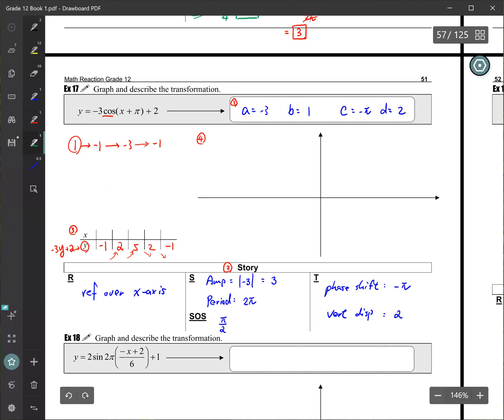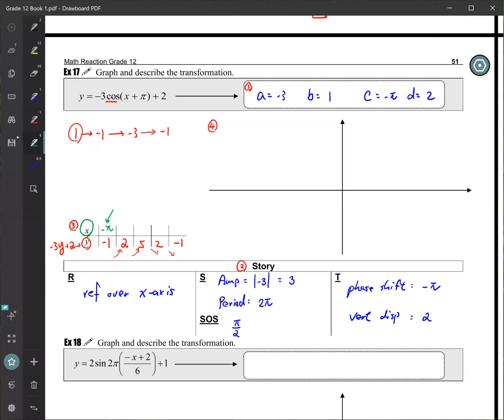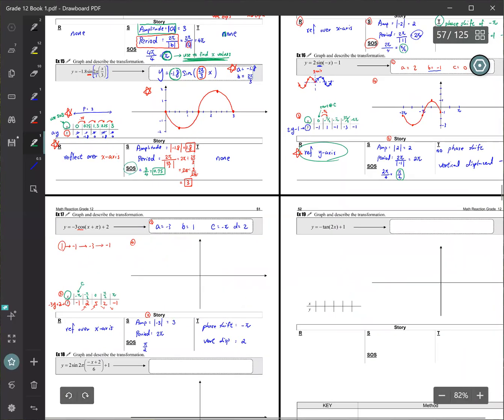Now let's look at the x value, okay? Where is the starting point for x? Cindy? Negative pi. Yeah, negative pi. Okay, Trudy, can you tell us the rest of them? Negative pi over 2. 0. Pi over 2. And pi. Yeah, okay.